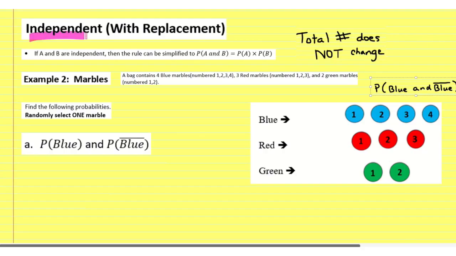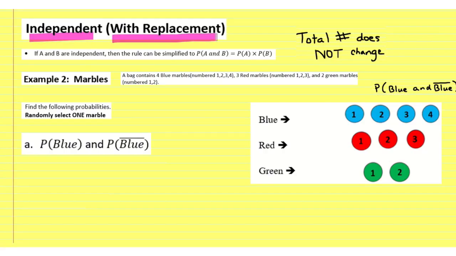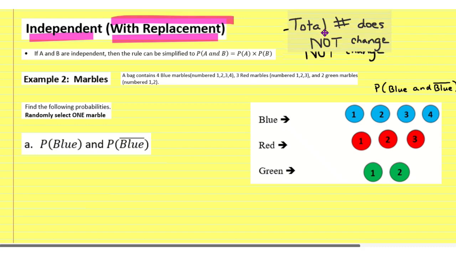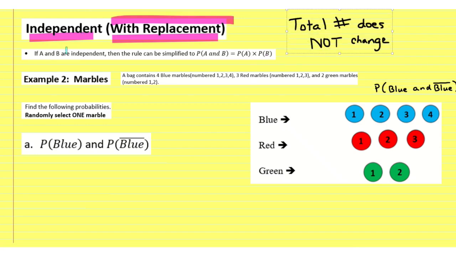Okay, so independent events are with replacement. Another way to think about it is with replacement, which means that the total number does not change. It stays the same. If A and B are independent, then the rule can be simplified to the probability of the first event times the probability of the second event.